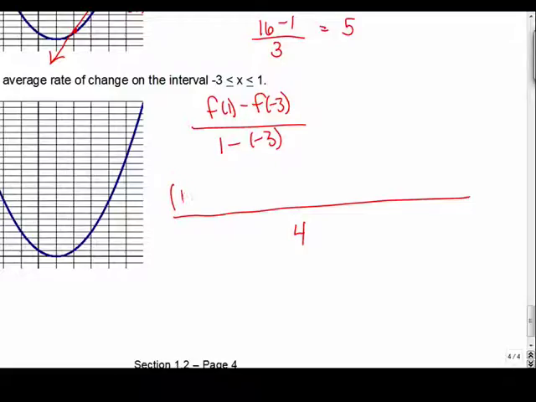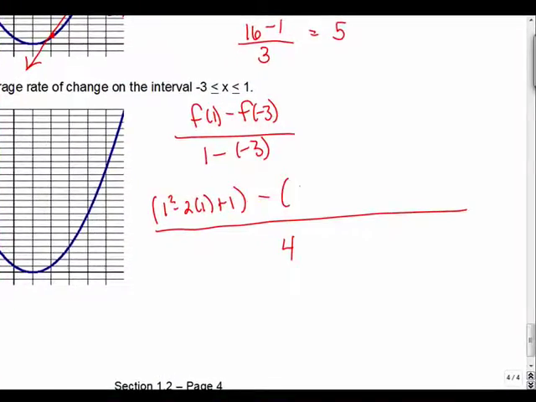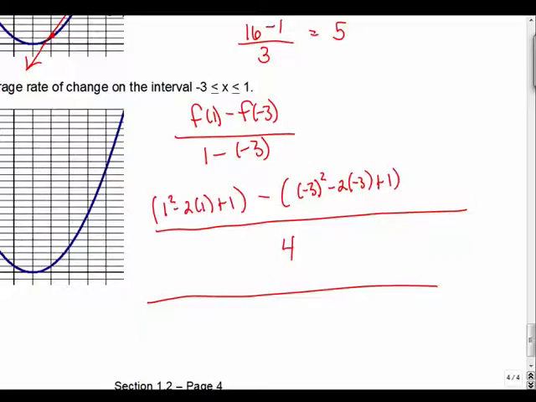f of 1 will be 1 squared minus 2 times 1 plus 1. And f of negative 3 will be negative 3 squared minus 2 times negative 3 plus 1. So let's see, if I do the math, this is going to give me 1 minus 2 plus 1. That's going to give me 0. And here, negative 3 squared, be careful with your signs, is 9. Negative 2 times negative 3 gives me plus 6, plus 1. So that's going to give me 16. So we get 0 minus 16 over 4. If I do that math out, that's going to give me negative 4.